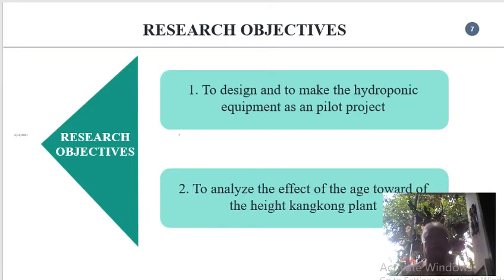The research objective. There are two research objectives. Number one, to design and make the hydroponic equipment as a pilot project. Number two, to analyze the effect of the aid toward the kangkung plant.